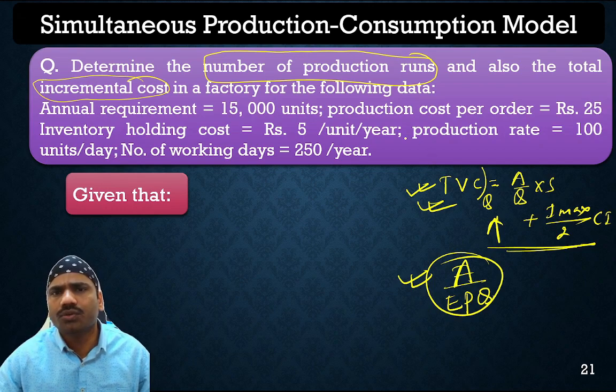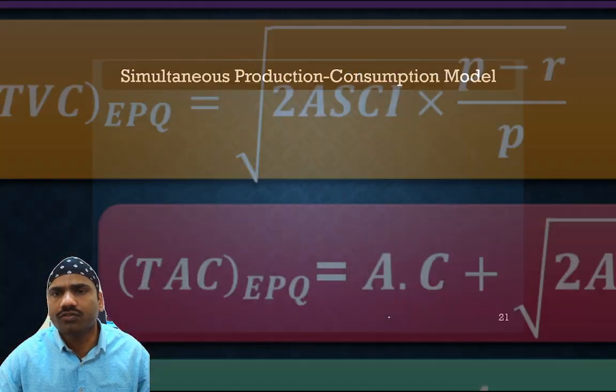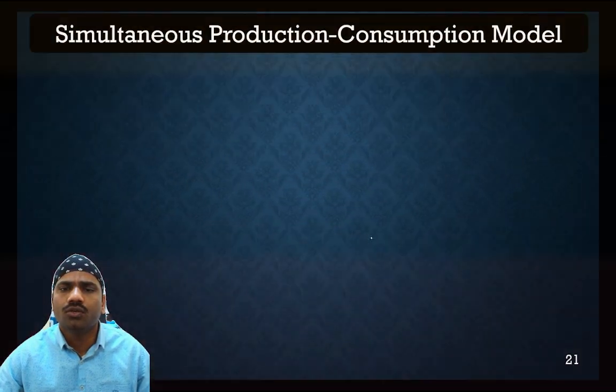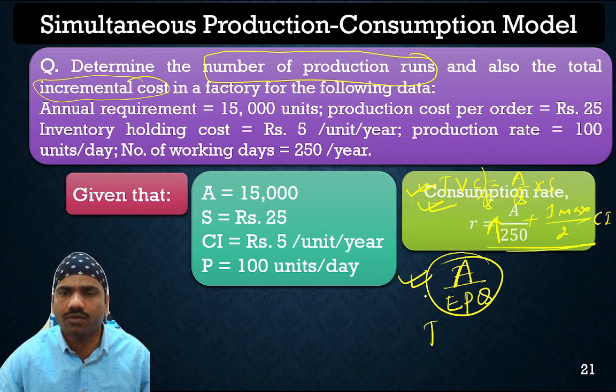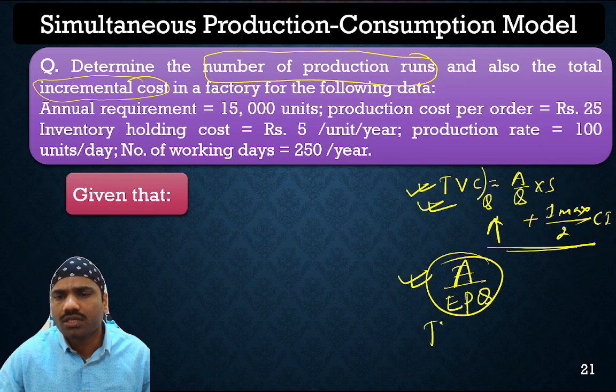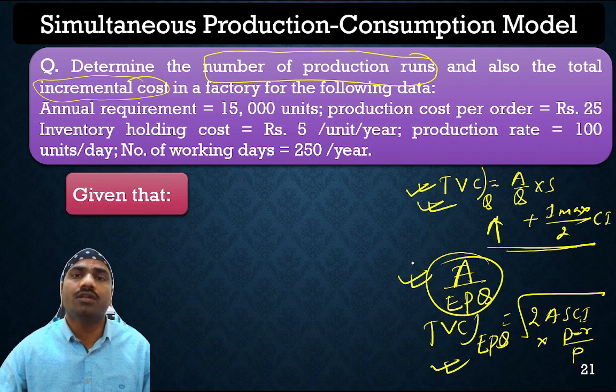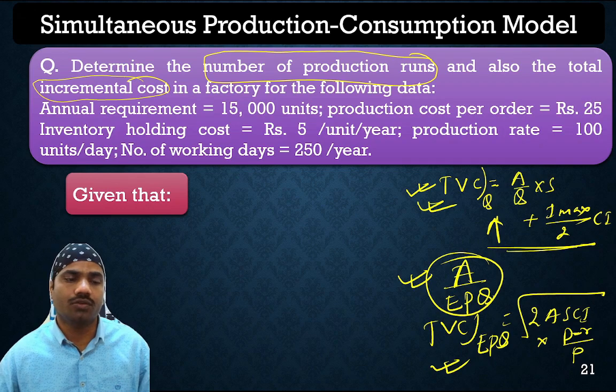Or if Q is not given, we can find total incremental cost at EPQ. Total incremental cost at EPQ we can find by making use of this formula: total incremental cost or total variable cost at EPQ will be equal to under root of 2AS CI into P minus R by P. By making use of this formula, we can find total incremental cost at economic production quantity.